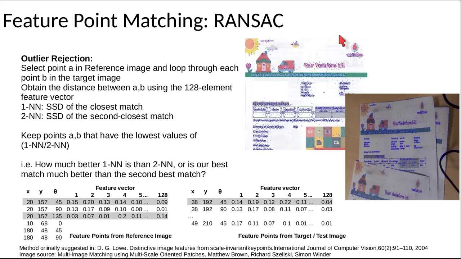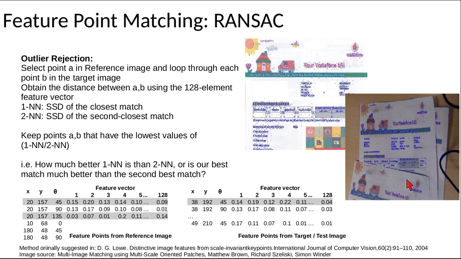Let us say that this is our reference image and this is our target image. For both of these images, you would have already computed feature points and the corresponding feature vectors. For instance, in the reference image, you would have obtained this table which contains the x, y coordinate of each feature point, the orientation of the feature point, and the corresponding feature vector. The feature vectors describe the image region surrounding that feature point.